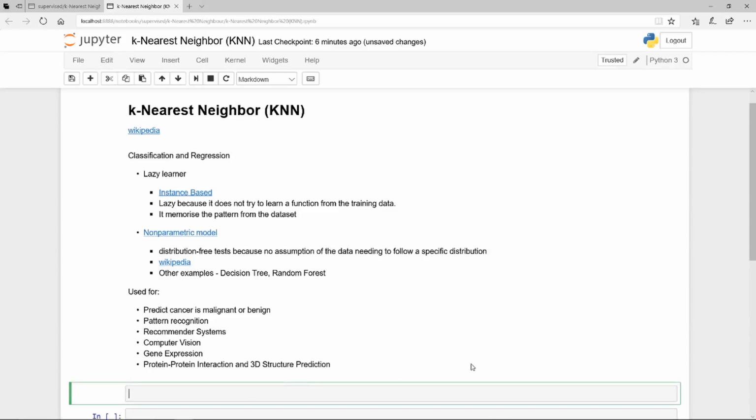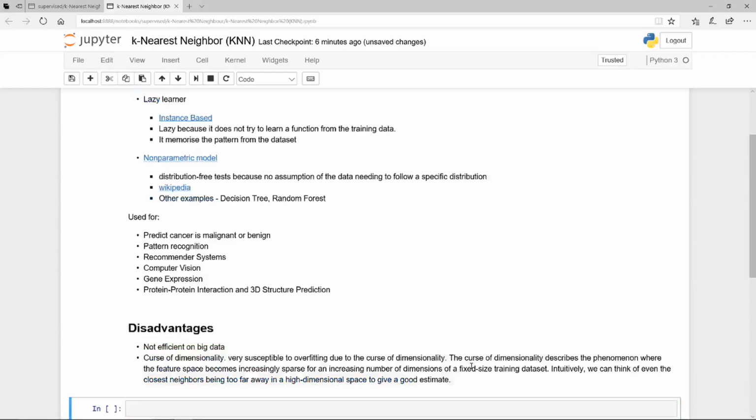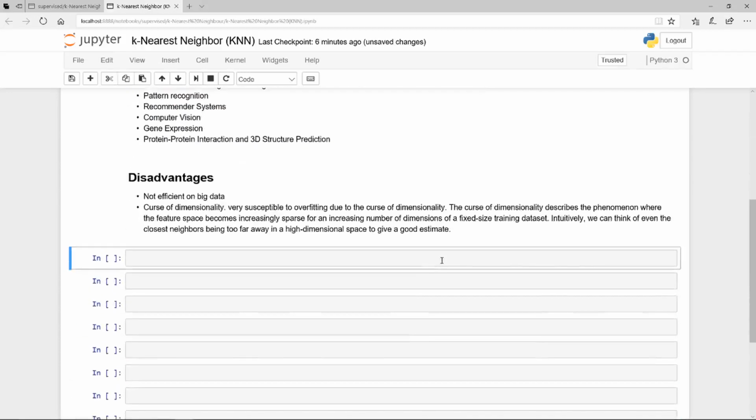Now, what would be the disadvantages of using KNN? The one thing about it is that because it is memory based, it doesn't actually learn a function. It's very quick to train, but it's very slow when it actually starts being applied on big data. Now, it is very susceptible to the curse of dimensionality because of overfitting. The curse of dimensionality really describes the phenomenon where the feature space becomes too sparse for an increasing number of dimensions or fixed size training datasets.